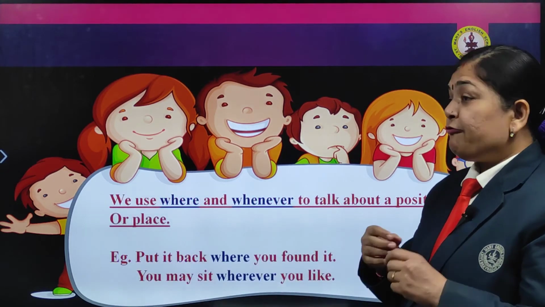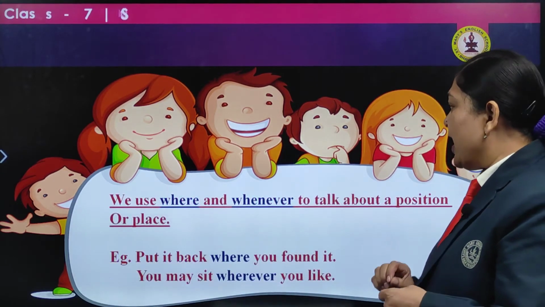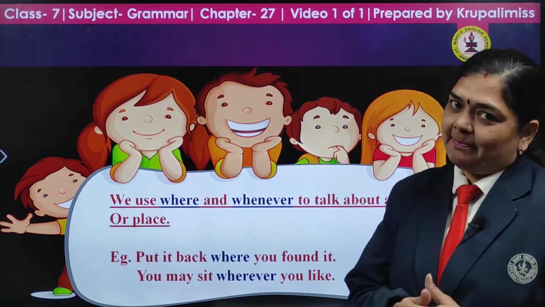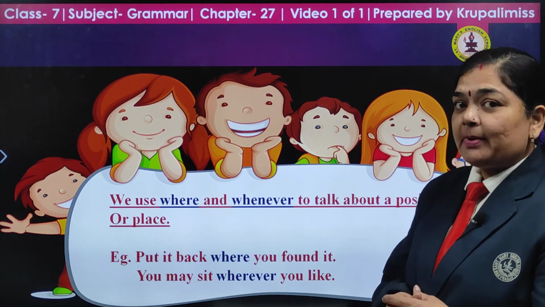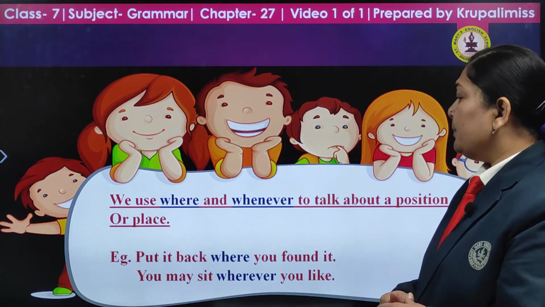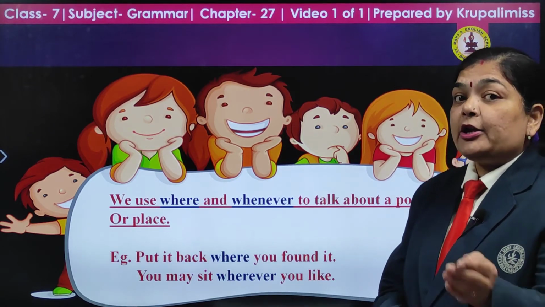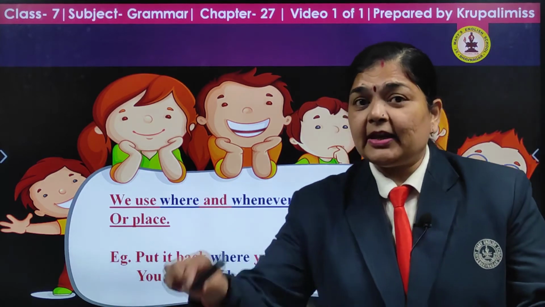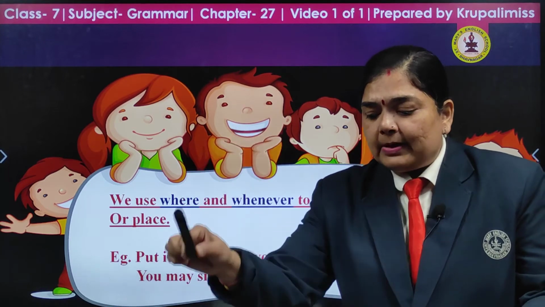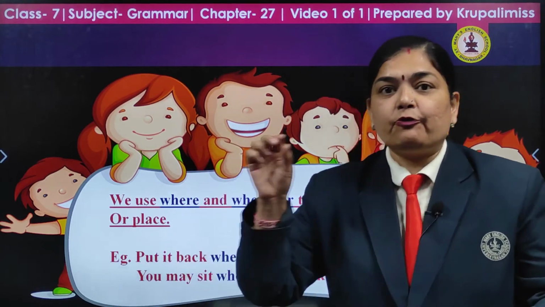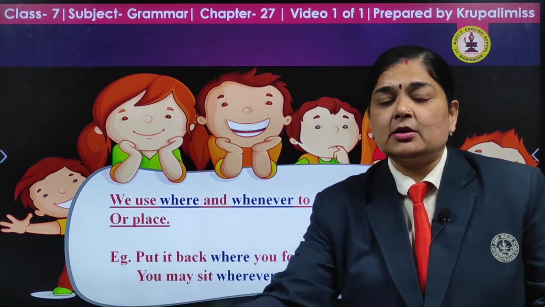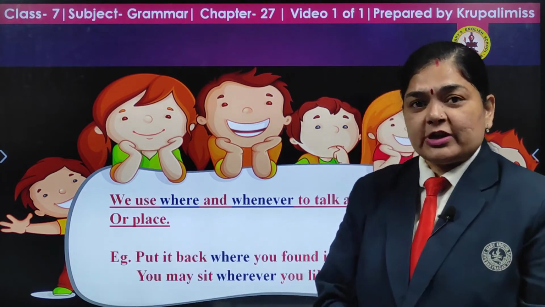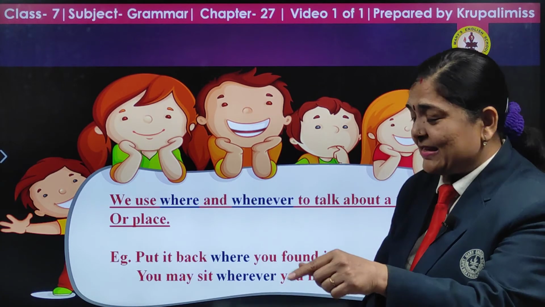We use where and wherever to talk about a position or place. Let us go through the example to learn in more detail. Put it back where you found it. It shows the place, that if I am taking this pen from here, I will put it back where I have found it. So, put the pen there only from where you have found it, right. So, that is a place.